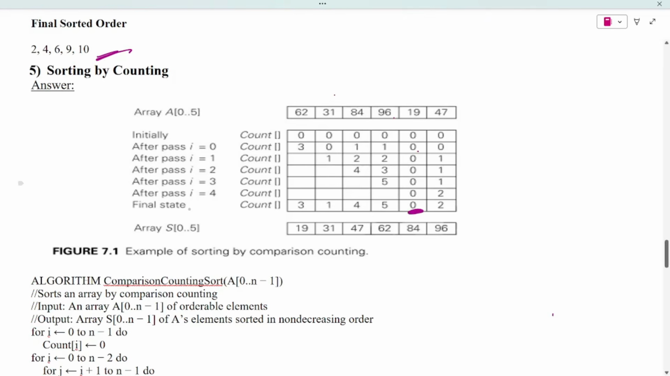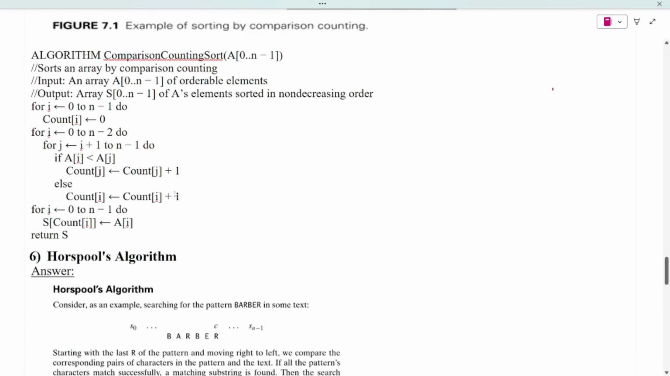This is in the 0th position 19, first position 31, second position 47, third position 62. You can see 0, 1, 2, 3 and 4. Okay, that is how this sorting by counting works. You can see the algorithm also.